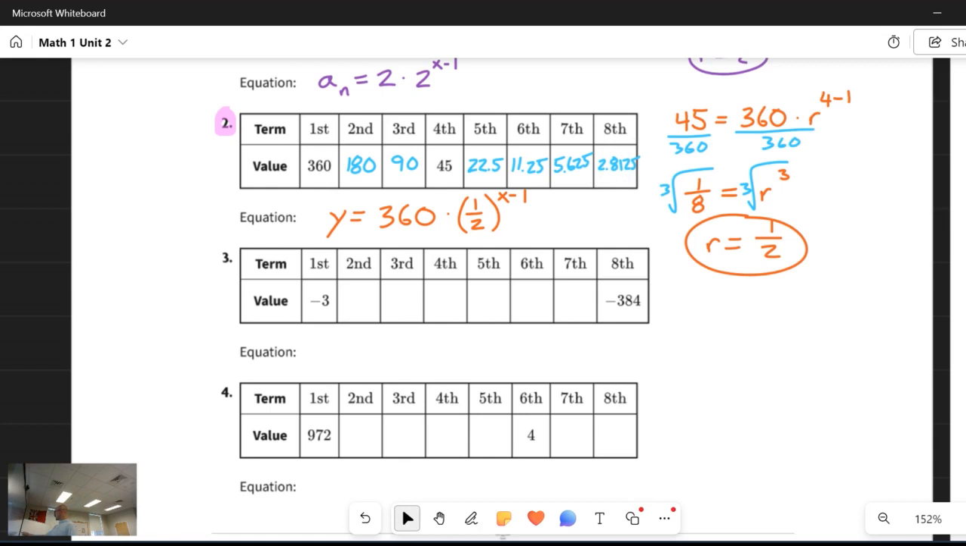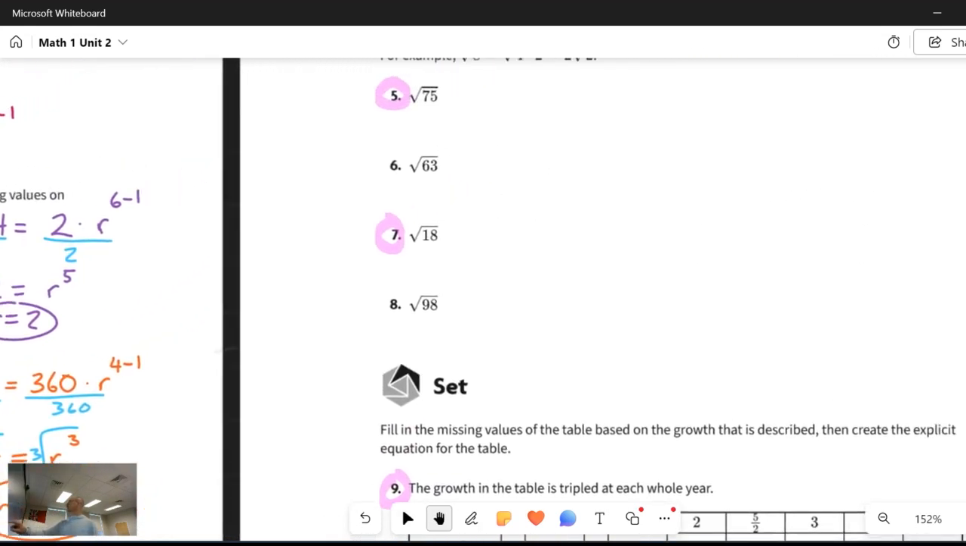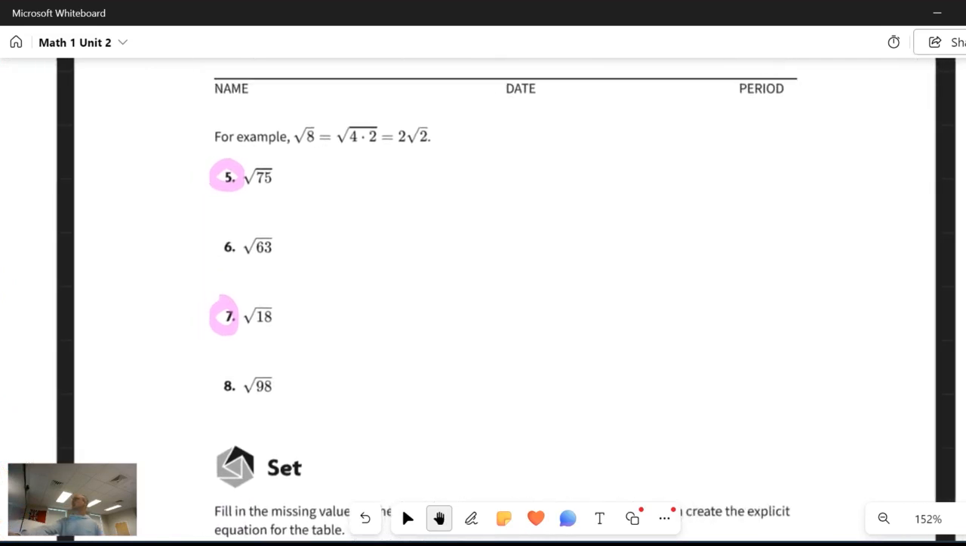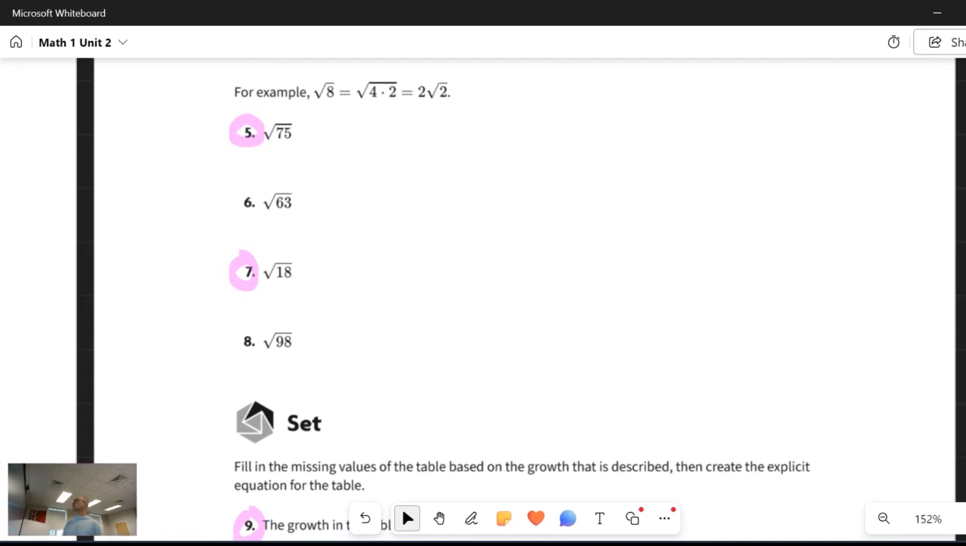Now we're going to move on to the next page, because the start of it isn't anything bad, and we can do that all in one video. This problem doesn't give us a lot of context. It just asks, can we break down these radicals? When we're breaking down radicals, you're looking for the perfect squares that go into them. Likely one number is the perfect square, and after that there won't be anything.